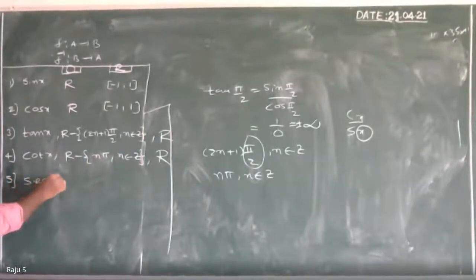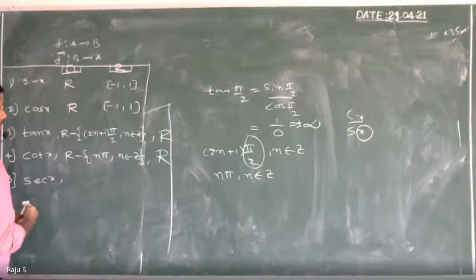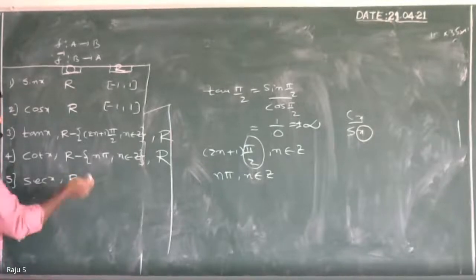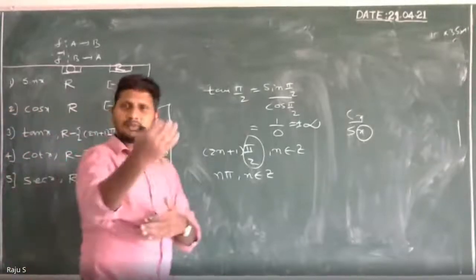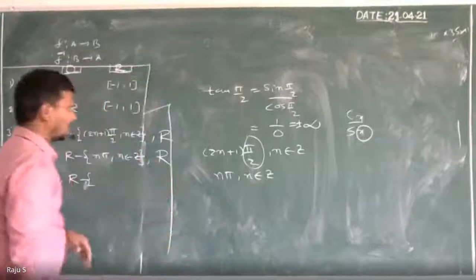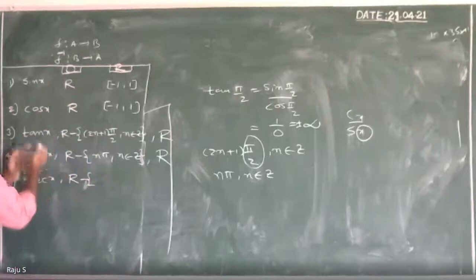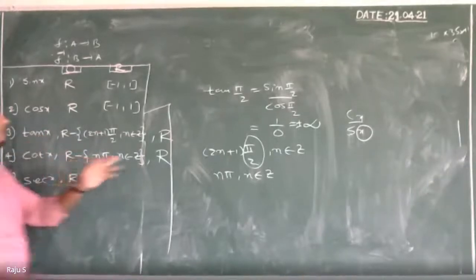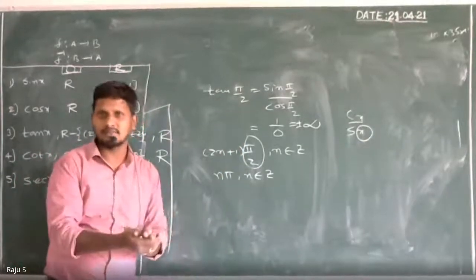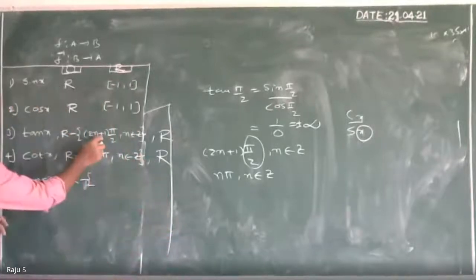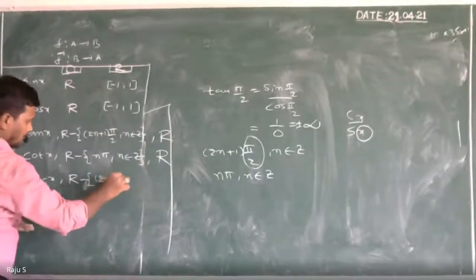So what about secant x? Secant x is nothing but 1 by cos x. So what input should we give? Real numbers. What output are we going to get? Here also, secant x means 1 by cos x. So cos becomes 0 for these values. Whatever the domain of tan, the same domain applies for secant, because tan is sine by cos and secant is also 1 by cos. The denominator is cos. So all these values where cos becomes 0 are excluded: x equal to (2n plus 1) pi by 2.